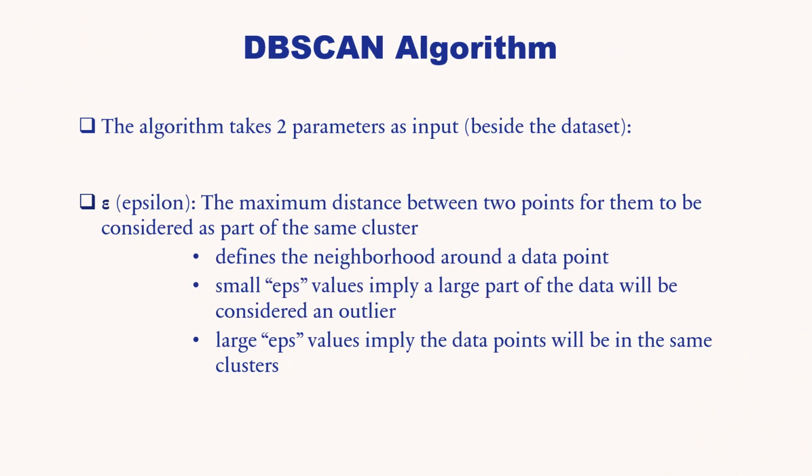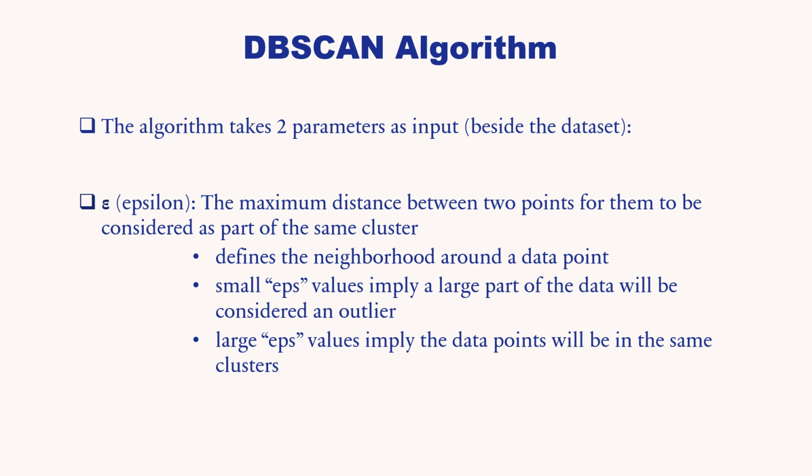Now, we're going to look at the algorithm. So now the algorithm takes two parameters as input, aside from the dataset that is already going to be taken in. And the two parameters I already mentioned were the epsilon and the min points. So I'm going to talk a little bit more about the epsilon. The epsilon parameter is the maximum distance between two points for them to be considered as part of the same cluster. Now, this epsilon is going to define the neighborhood around that data point.